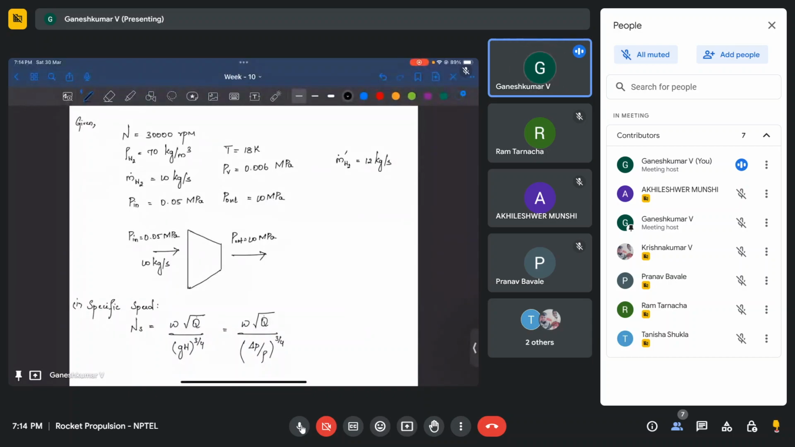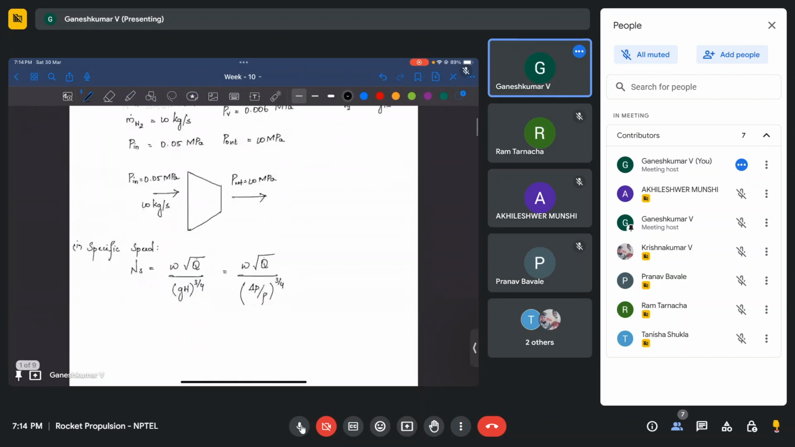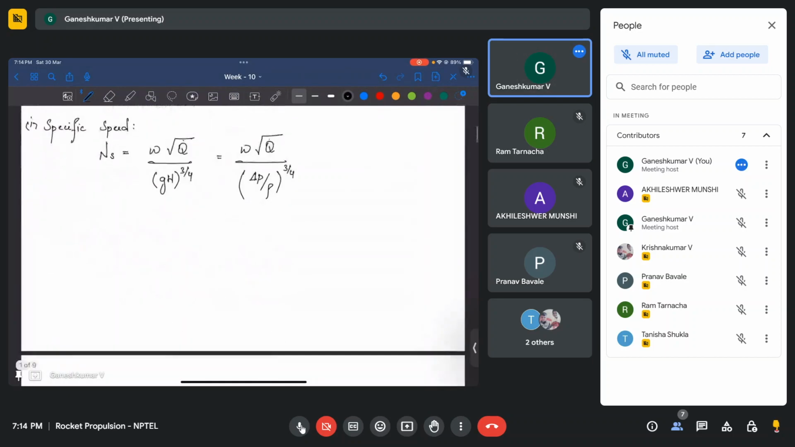right? And what is given is 30,000 rpm. We need to convert that into the angular velocity. How do we do that? So 2 pi n by 60 will do. Wonderful. So it's going to be simply 2 pi n by 60. So it's going to be 2 pi into 30,000 rpm divided by 60. This will give us omega.